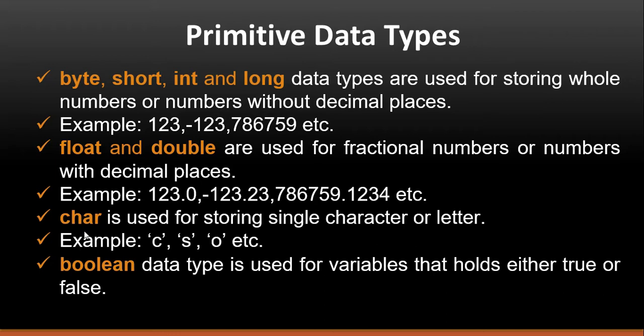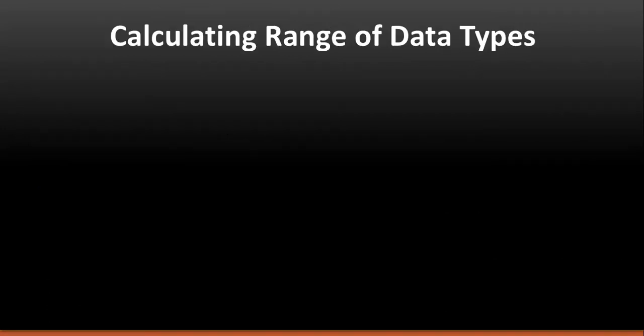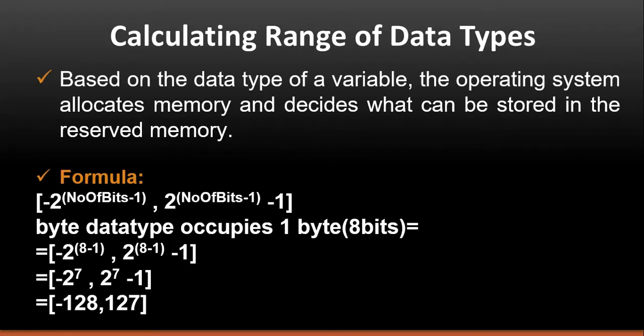Next we have char data type. If you want to store a single character, then you can go for char data type. Next we have boolean data type. If you want to store either true or false value or yes no kind of answer, then you can go for boolean data type. Next is calculating range of data types.